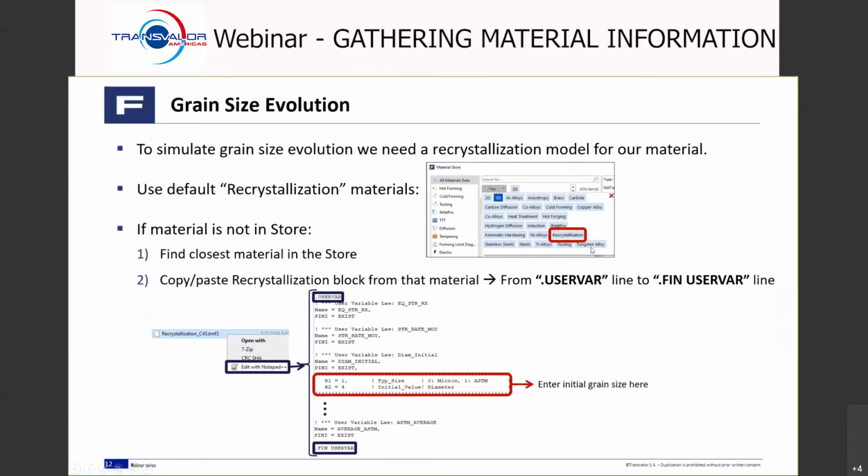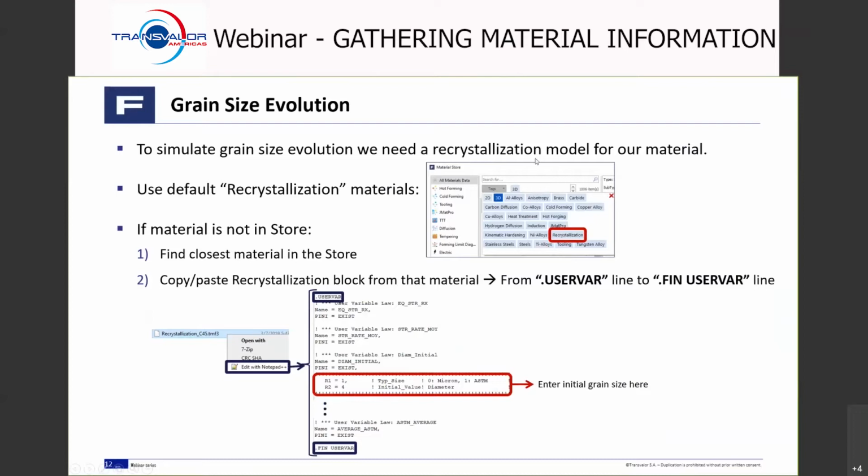If the material is not in the store, the best practice would be to find the closest one. So we will filter hot forming recrystallization and try to find the closest material in terms of chemical composition. Once we find that material, we are going to copy paste the grain size block.